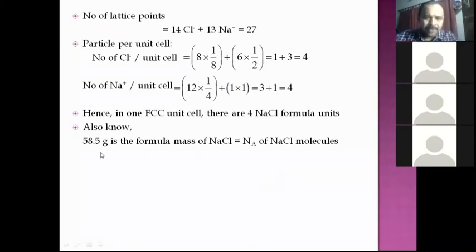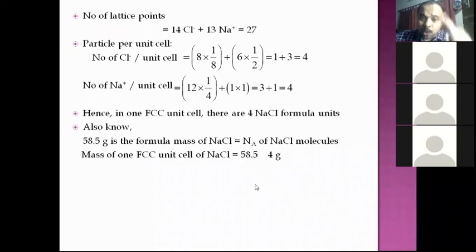So 58.5 grams, the formula mass of NaCl, is like one molecular mass, containing Avogadro number of NaCl molecules. Now, similarly, what is the mass of one FCC unit cell of NaCl, which contains 4 NaCl units? The mass of one FCC unit cell of NaCl is 58.5 into 4. Why 4? 4 NaCl units are there in one FCC. Now that is like the formula mass of the FCC unit cell. So that will be equal to Avogadro number of FCC unit cells.